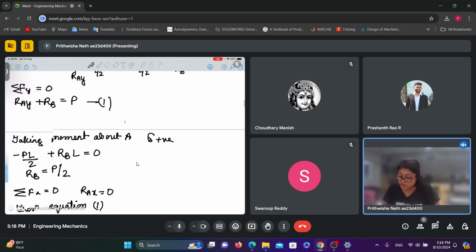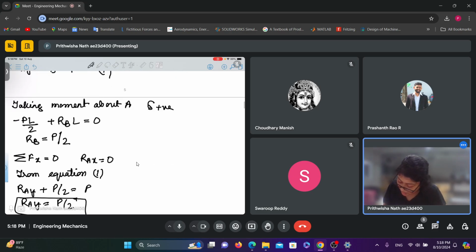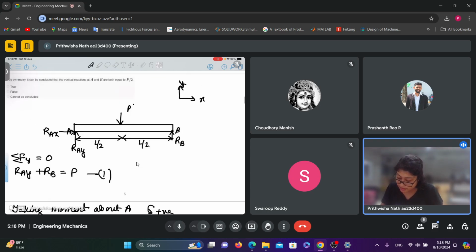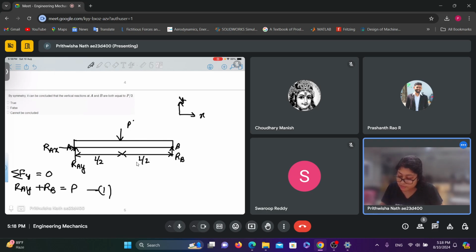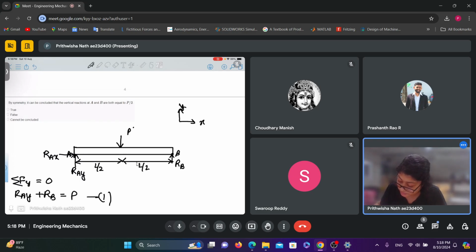These are the reaction forces at A and B. RAX is 0, RAY is P by 2, RB is P by 2. So we can see that in a symmetrical problem, the reactions at A and B are both equal to P by 2. So it is true.